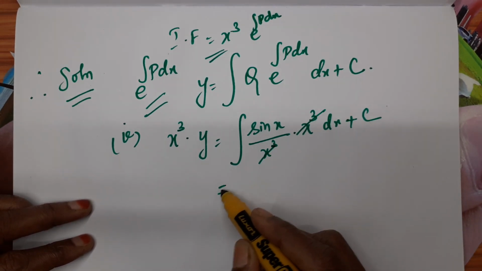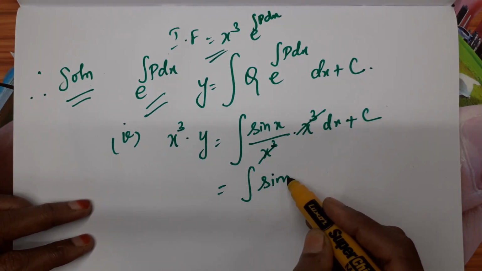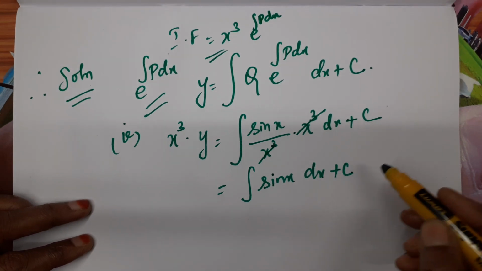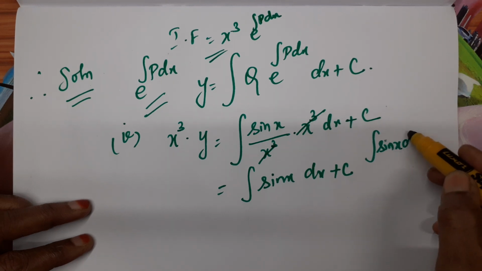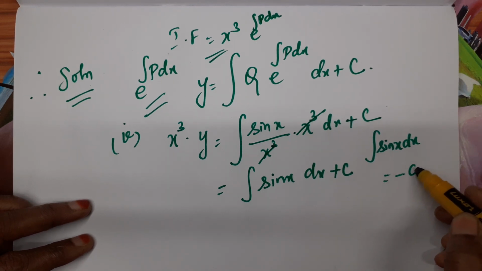We can cancel x cube with x cube. So integral sin x dx plus constant of integration c. Now you tell me, what is the formula for integrating sin x? It is minus cos x.